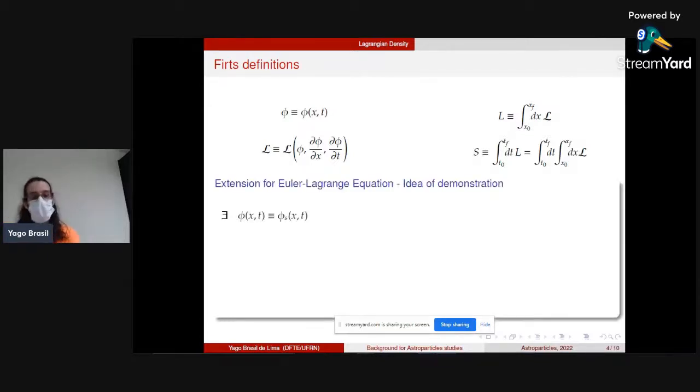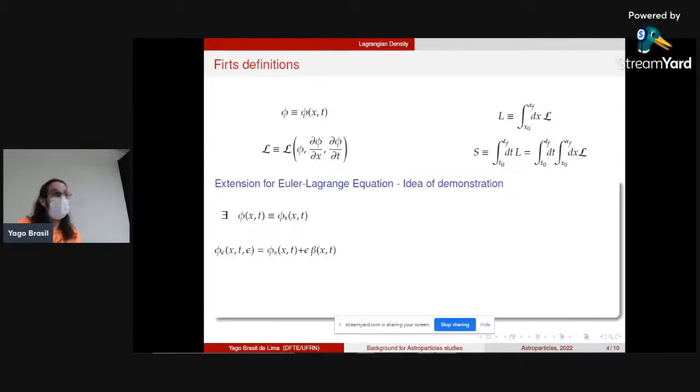So I will only bring a brief idea, the demonstration of the extension of the Euler-Lagrange equation using the Lagrangian density. So I will define a field that will be my stationary field. I call it phi_s. That field, when I put it in the Lagrangian density and put it in the action, when I compute all this, arrives at the minimal value of the action. So that will be the field that I want to study.